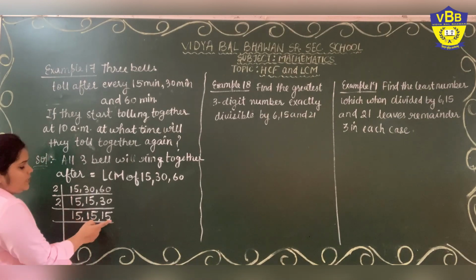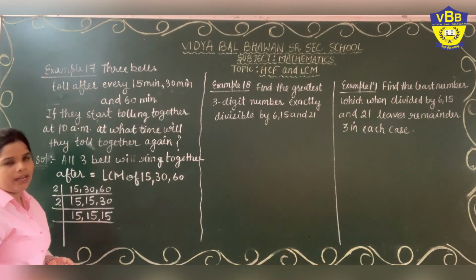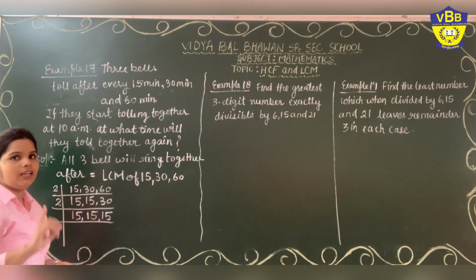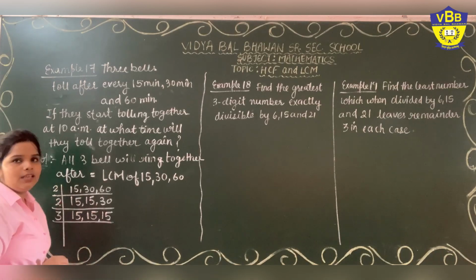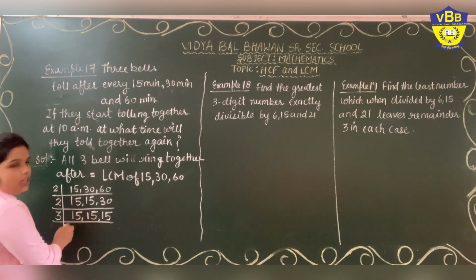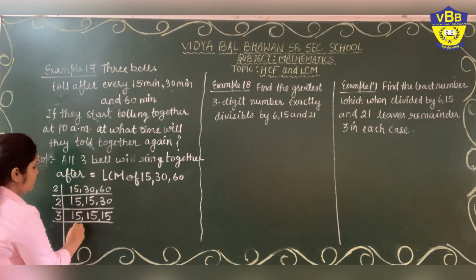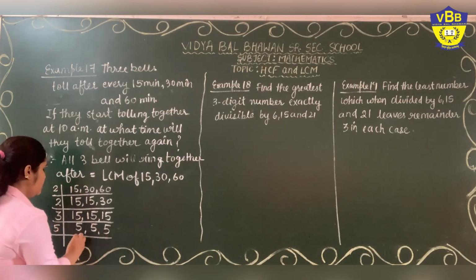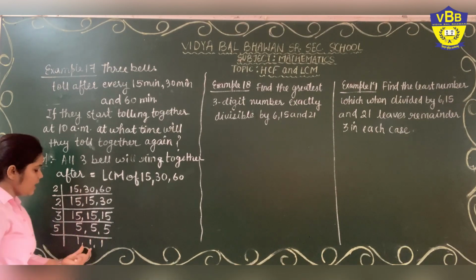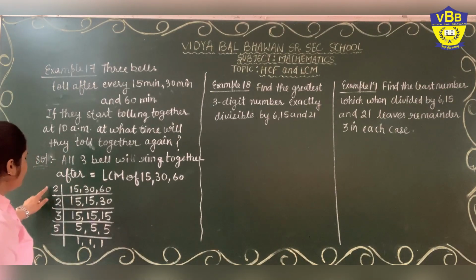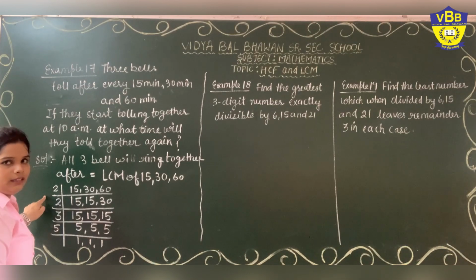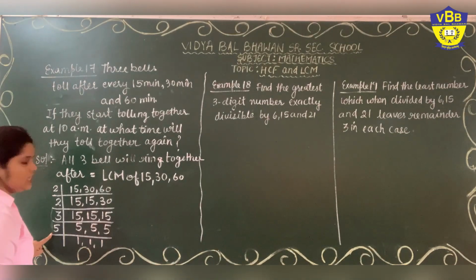Now 15, 15, 15. 15 is not divisible by 2, and no other number here is divisible by 2. So let's move to the next prime number, that is 3. All the 15s will be divided by 3 and we will get 5, 5, 5. Further, all the 5s will be divided by 5 and we will get 1 at the end. To find the LCM, it's not done here. We need to multiply all these prime factors.